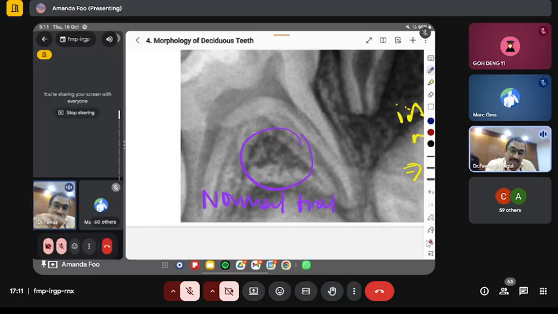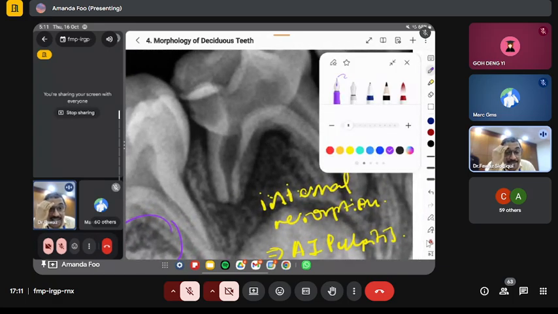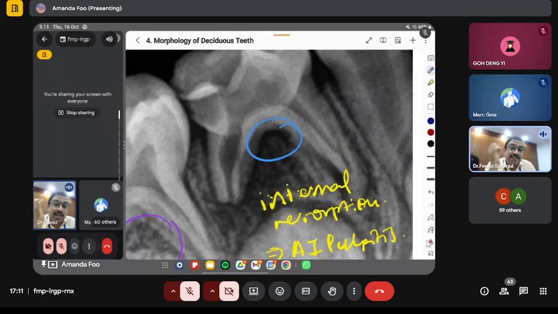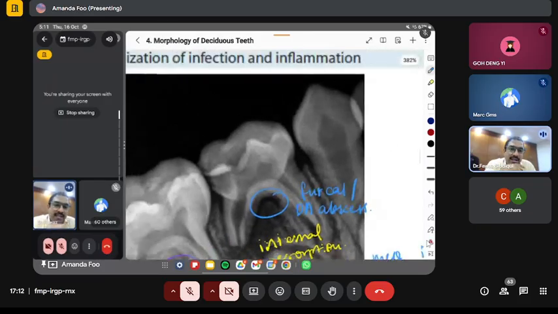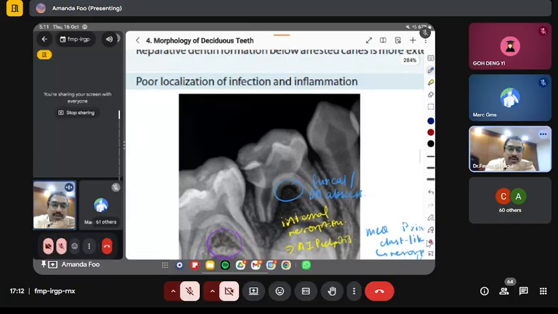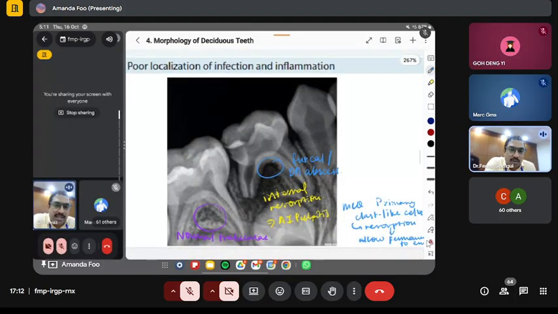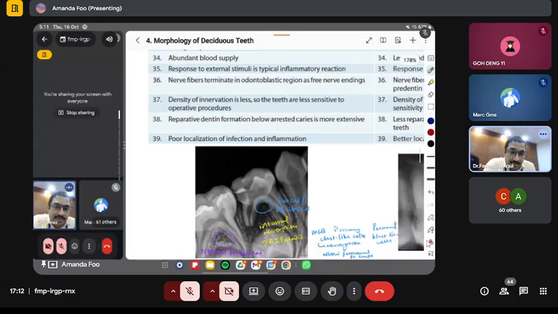But for the first primary molar, we have a radiolucency. That means it's a dental abscess already. We call it a furcal abscess, or we call it a dentoalveolar abscess. So if you find a primary tooth with deep caries with furcal radiolucency, that means the pulp is already necrosed or partially necrosed or cannot recover on its own, and must be removed. So this is a good example of how the furcal abscess happens.